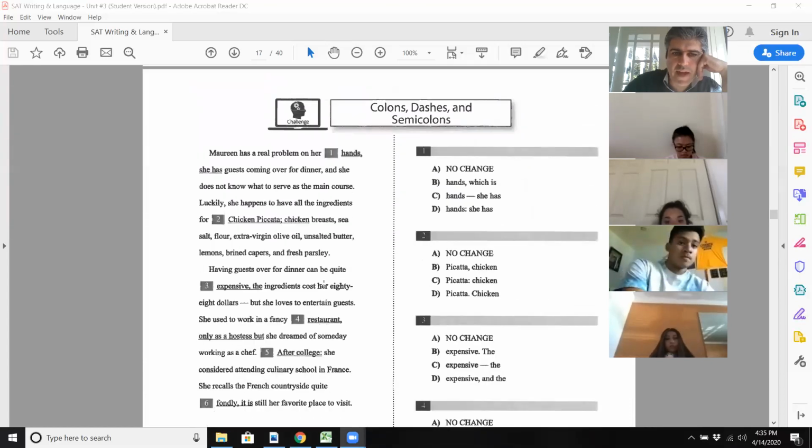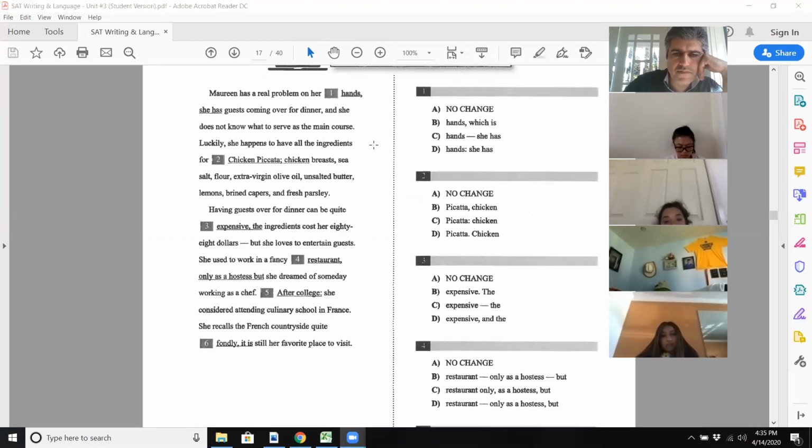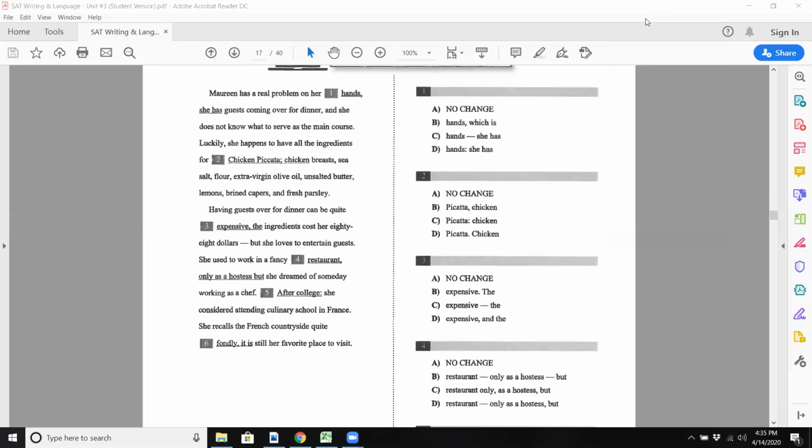Colons, dashes, semicolons. So let's look at how these are used. Come on, look at 1, 2, 3, 4 if we could. Okay, Maria has a real problem on her hands. She has guests coming for dinner and she does not know. So here we have another run-on. Again, independent clause, independent clause. So we don't like that. That's a run-on.